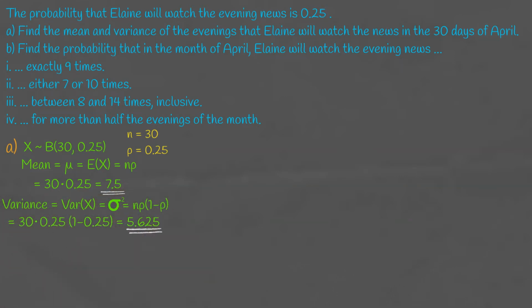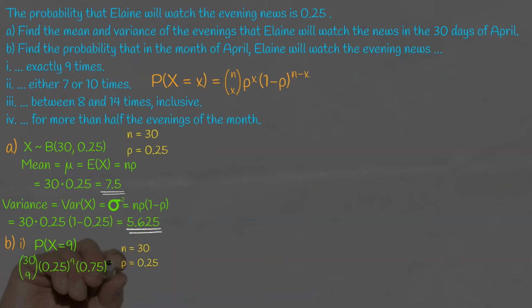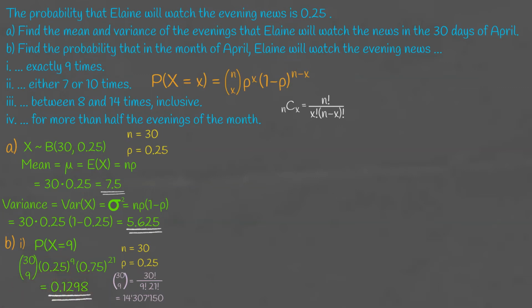To work out the probability for exactly 9 times, x is equal to 9, and because x is equal to an exact value, we can use the binomial formula to work this out. n is still 30 as there are 30 days in April, so we can put the numbers into the equation. We can use the combinations formula to work out 30 choose 9, and we should get the answer 0.1298.